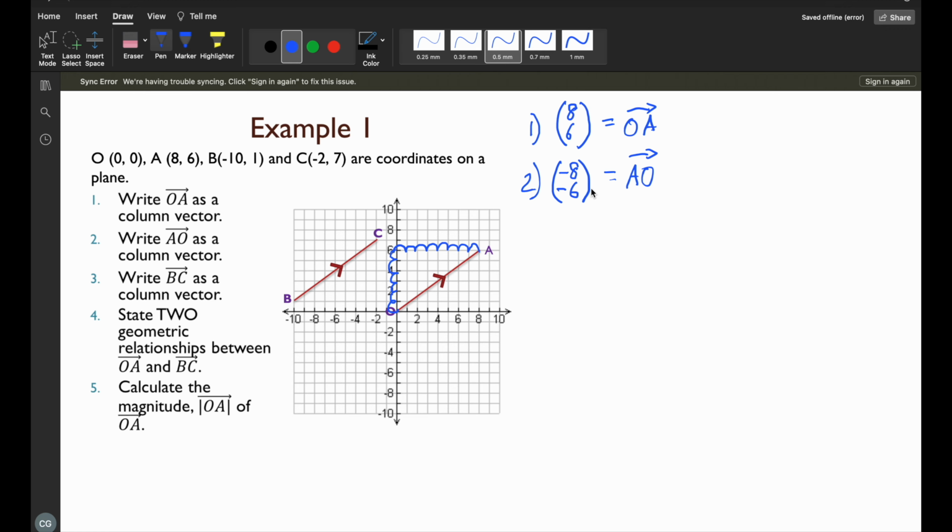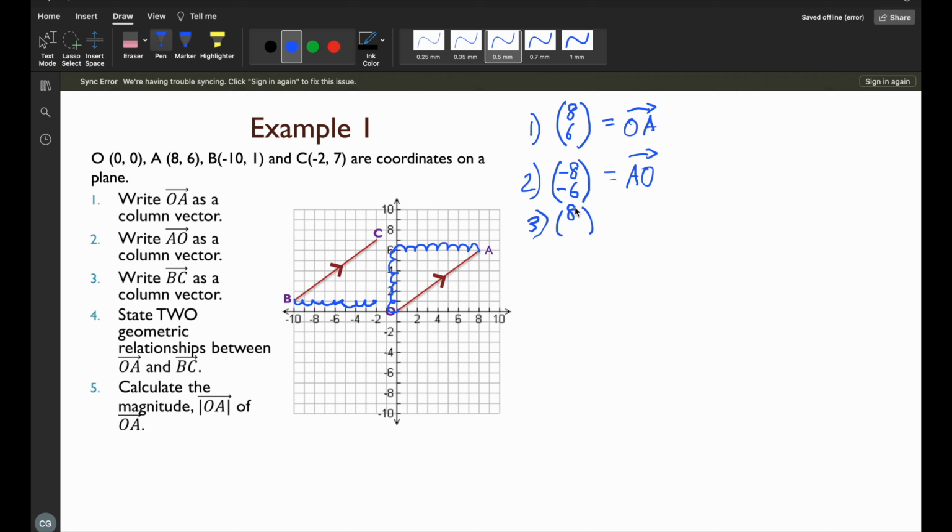Alright, I want y'all to take this first part down just to process it, and then I want you to try and figure out what BC would be. What would BC be? And then we'll talk about it. Alright, so let's try BC now. From B to C we start off at B. So we go 1, 2, 3, 4, 5, 6, 7, 8. So 8 to the right.